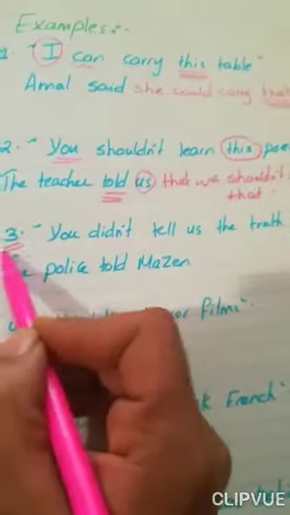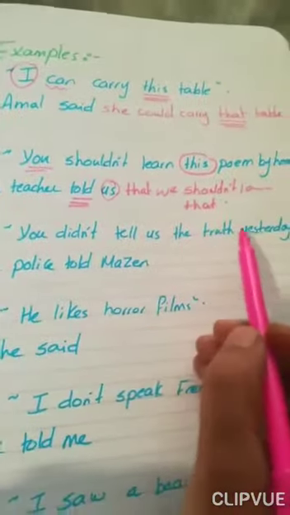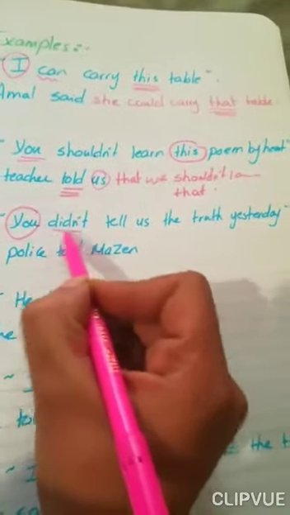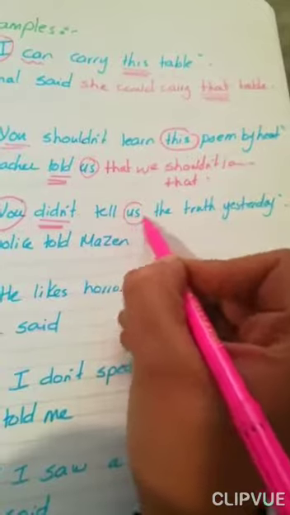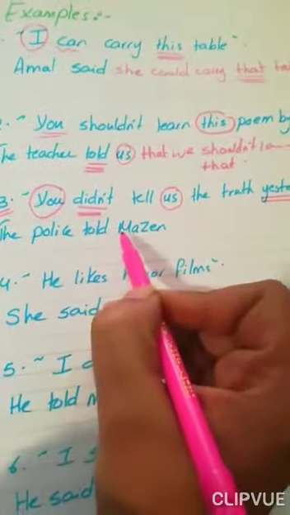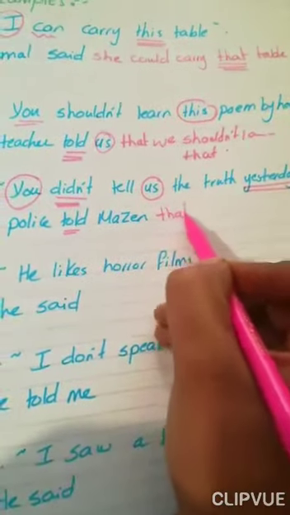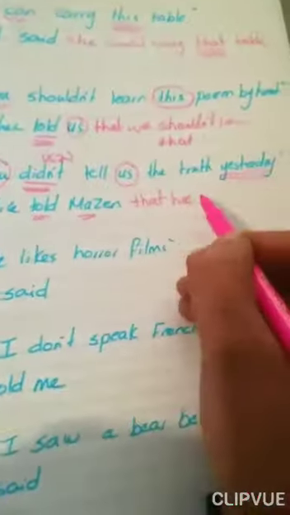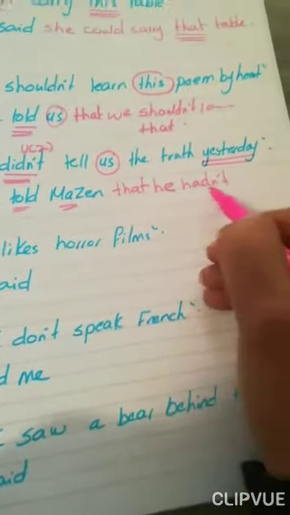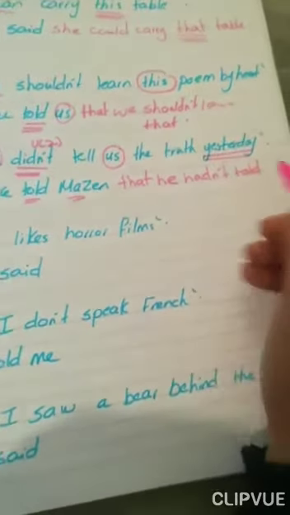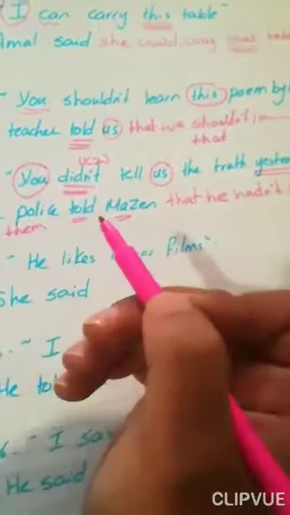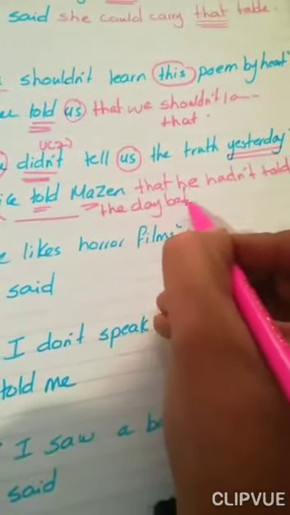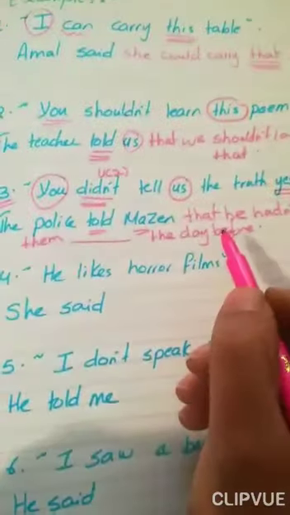Let's move to this sentence, which is really important. Pay attention, please. You didn't tell us the truth yesterday. This is direct speech. We need to change it into indirect. You circle you. Didn't. Us. And yesterday. The police told Mazen. Because I have told here, I'm going to use that. Mazen becomes he. Didn't, this is verb 2. Excellent. It becomes hadn't. I have to use past participle, verb 3. Told us, them. The truth, yesterday. Yesterday becomes the day before.